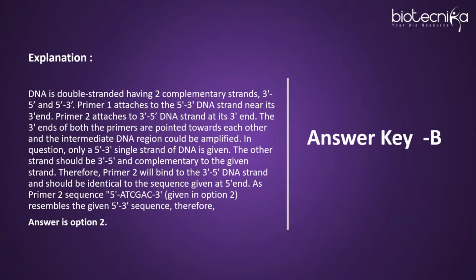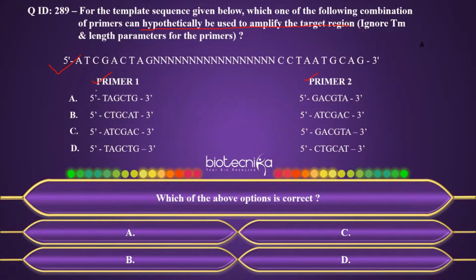It says that the DNA is double-stranded, having two complementary strands, as we know, 3' to 5' and 5' to 3'. So primer 1 attaches to the 5' to 3' DNA strand near its 3' end, right? So primer 1 will basically attach to the 5' to 3' strand of the DNA. So primer 1 will be attaching here, right? At the 3' end of the target DNA, and from 5' to 3' it will be moving. So in this complementarity, which of the following options would be the correct one?